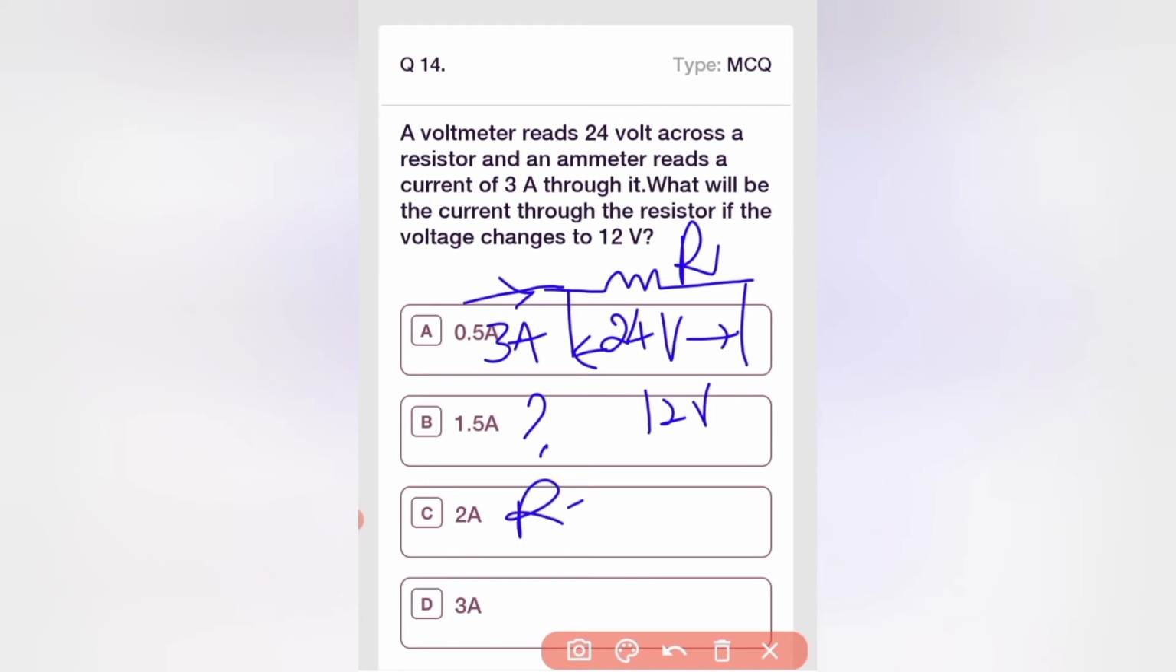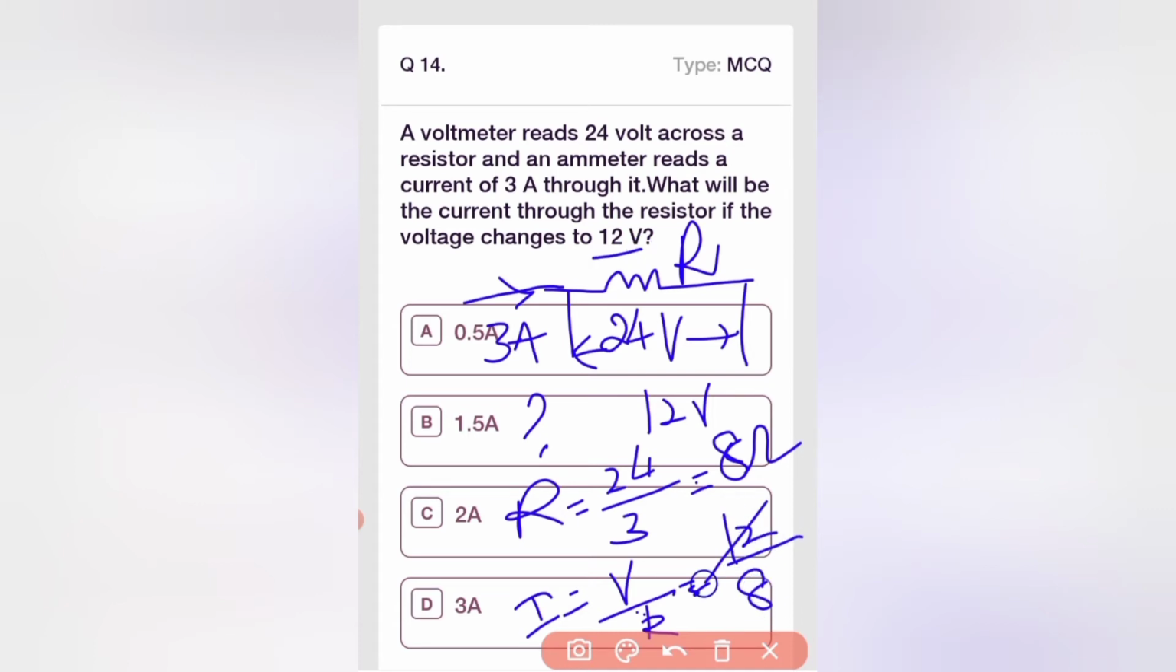So how to find R? R is equal to V by I. V is 24 and I is 3 amps, so it is 8 ohm. This 8 ohm is the resistance. Now the resistance is known, and the voltage also. So how to find I? I is equal to V by R. V is given as 12 volt, so 12 divided by 8. Cancelling, 4 twos are 8, 4 threes are 12, then 3 by 2. It's 1.5. Option B is the correct answer. Option B, 1.5 amps.